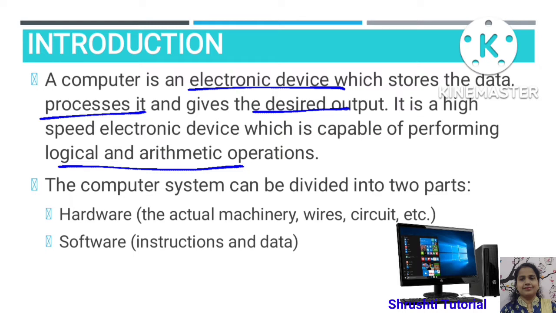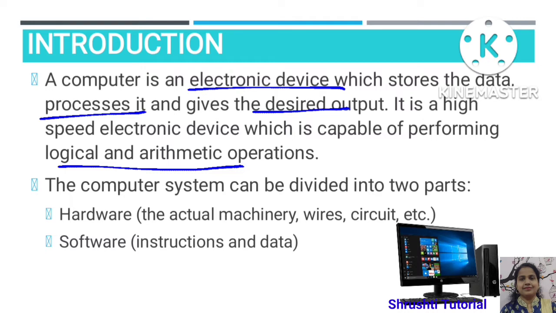It is a high-speed electronic device. It works very fast and it is capable of performing logical and arithmetic operations. What do you mean by logical and arithmetic operations? Arithmetic operations means addition, subtraction, multiplication, division, and logical operation means less than, equal to, greater than. These are the logical operations.